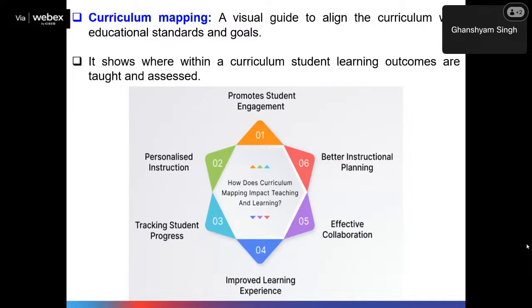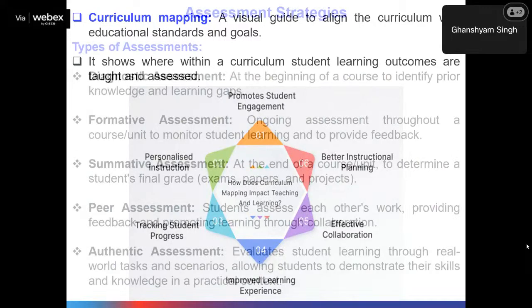And when I'm talking about tracking the students' progress, I'm talking about each and every student, whether the student is a brilliant one or a student with some weaknesses. So we should be able to track the students' progress at every stage. And we also should be able to do personalized instruction if we are doing curriculum mapping.